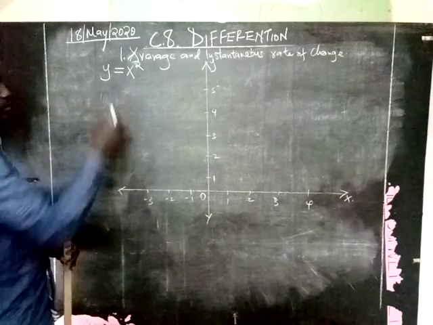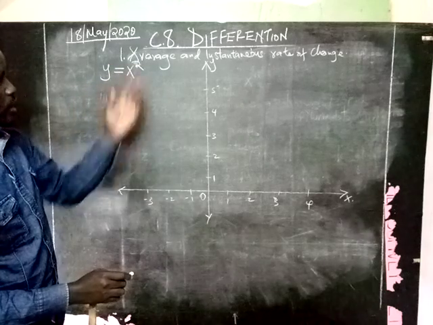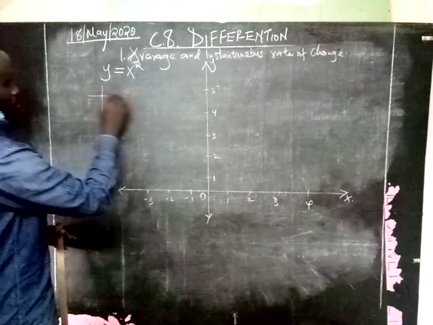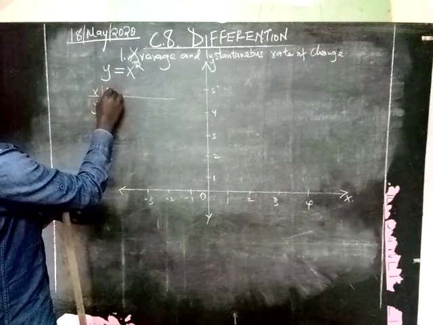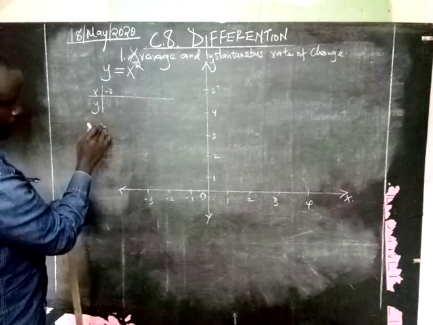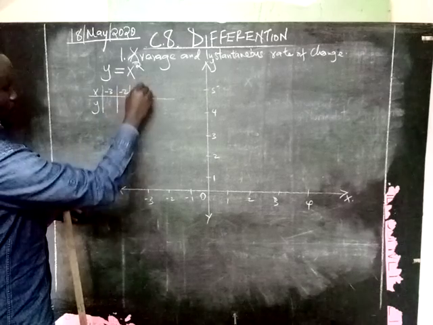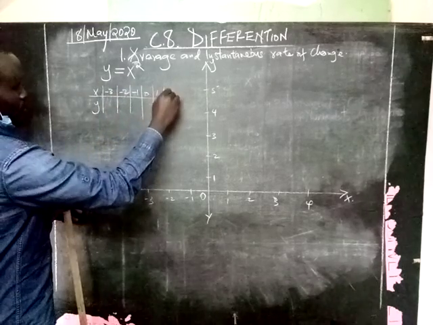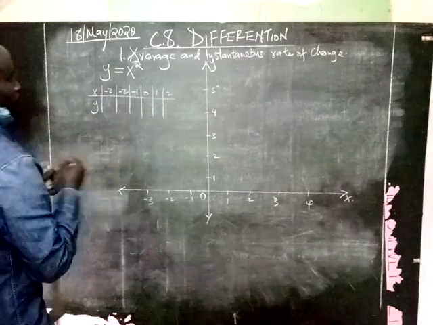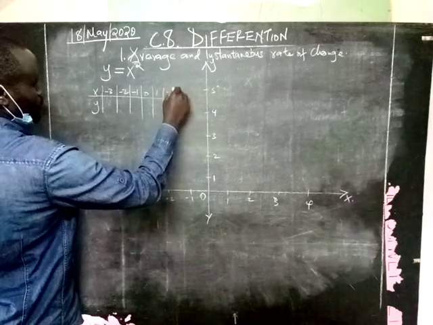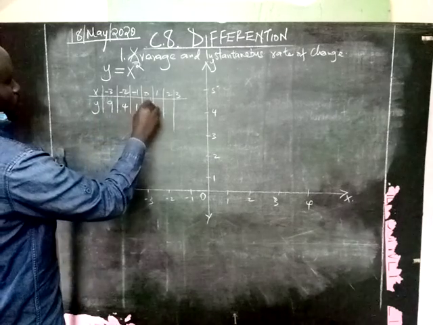So we know that when we have y equals x squared, it means in our table we're going to have x and y. We're going to start maybe from -3, then -2, -1, 0, 1, 2, maybe 3, so that we have 9, 4, 1, 0, 1, 4, 9.